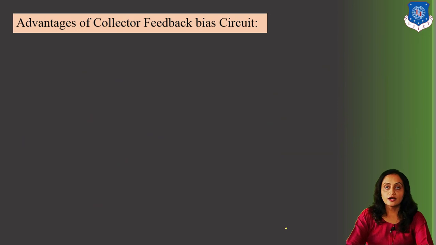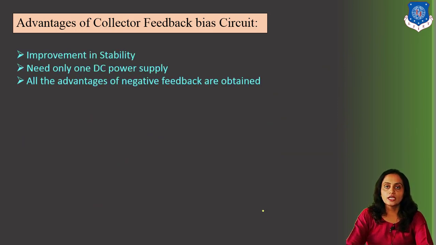Now we will discuss the advantages of the collector feedback bias circuit. As compared to the fixed bias circuit, which we discussed in the previous video of this chapter, we have seen that there is an improvement in stability, and it needs only one power supply. And the advantages of negative feedback are obtained over here.